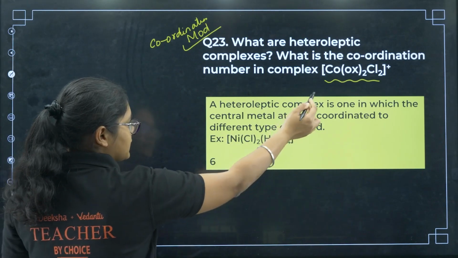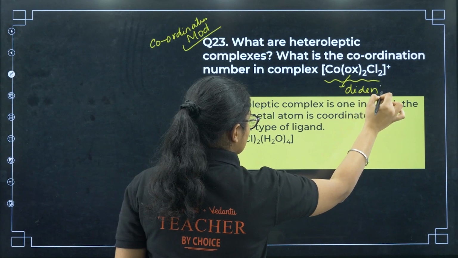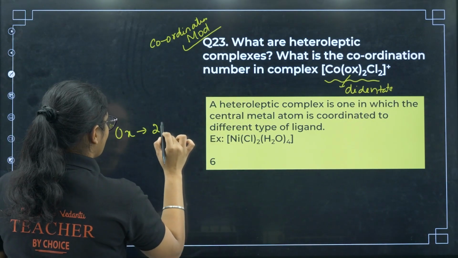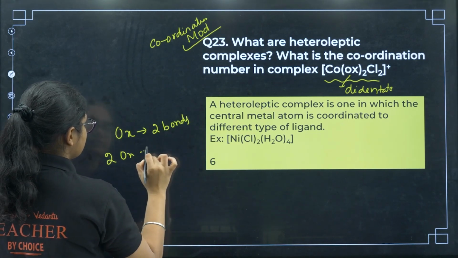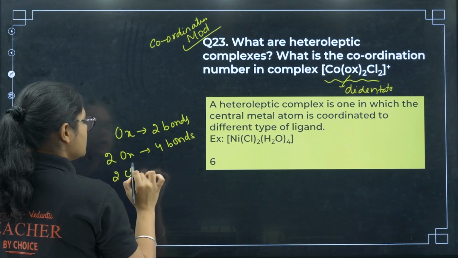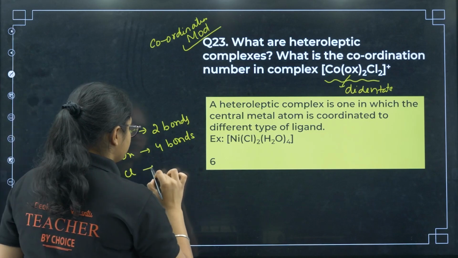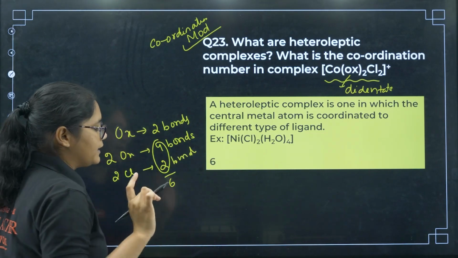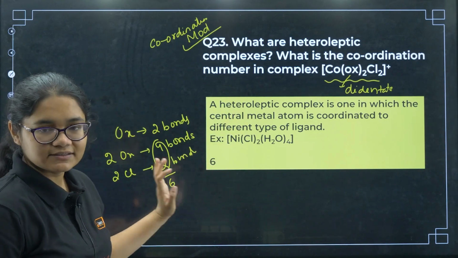Now coordination number here. If you remember, oxalate is didentate. That means each oxalate forms two bonds. If I have two oxalates, it will form 4 bonds. Then I have 2 chlorine. Chlorine is monodentate, means each chlorine forms 1 bond. So 2 chlorine will form 2 bonds. So total how many bonds are there? The central metal atom is forming 6 bonds. So its coordination number will be 6 here. Okay.